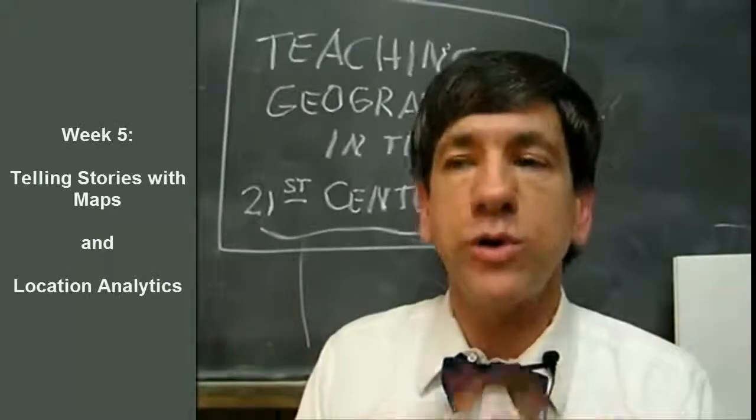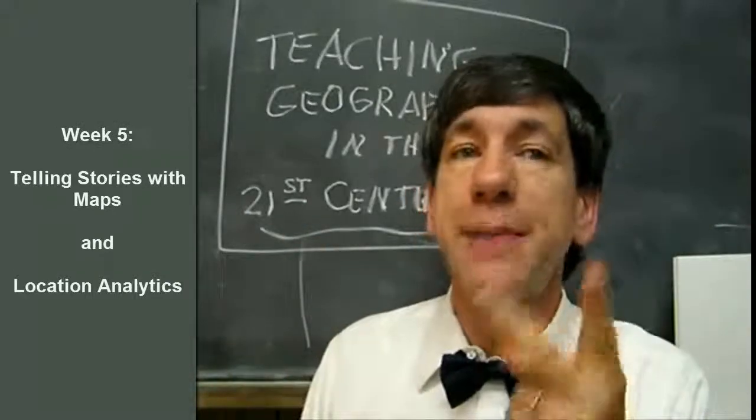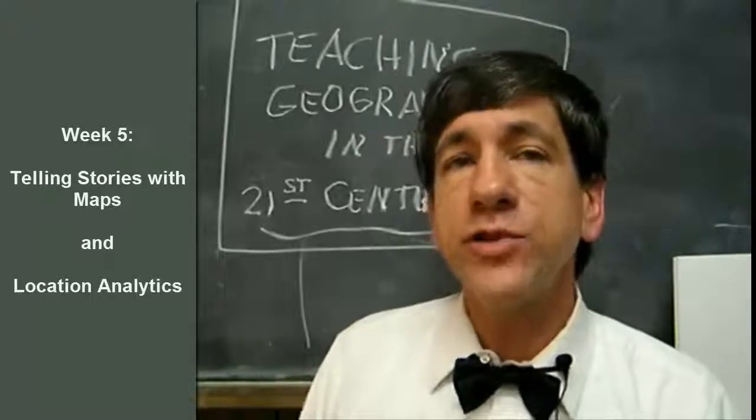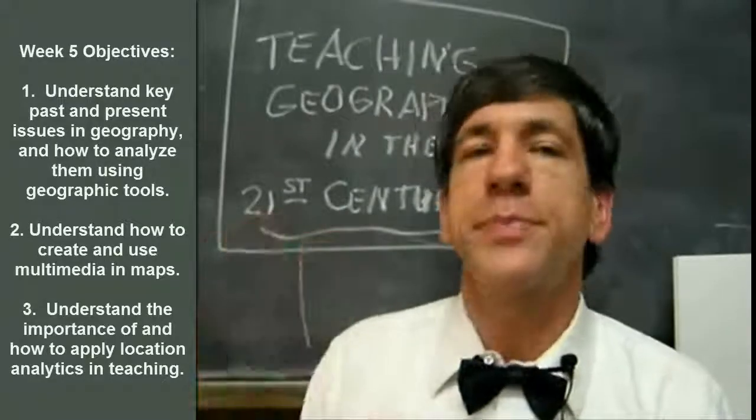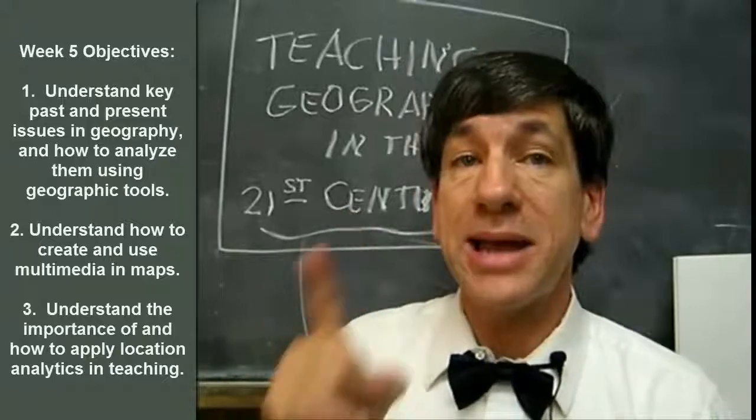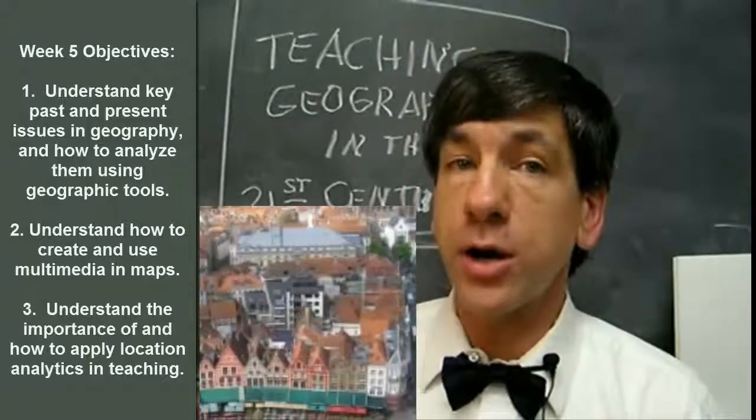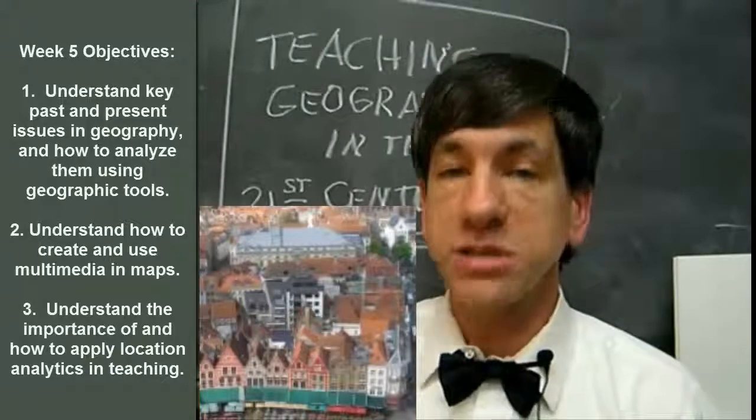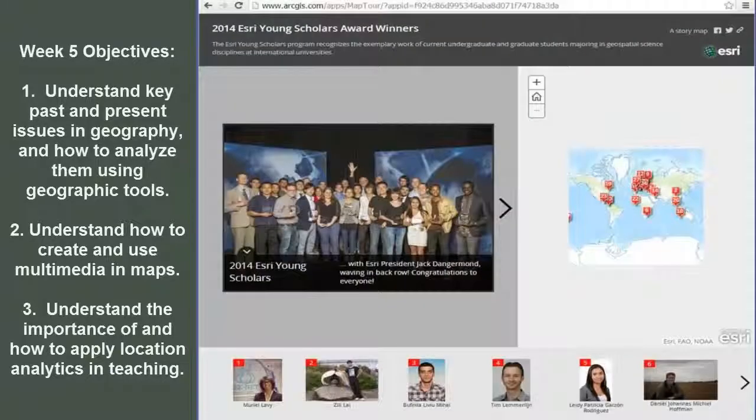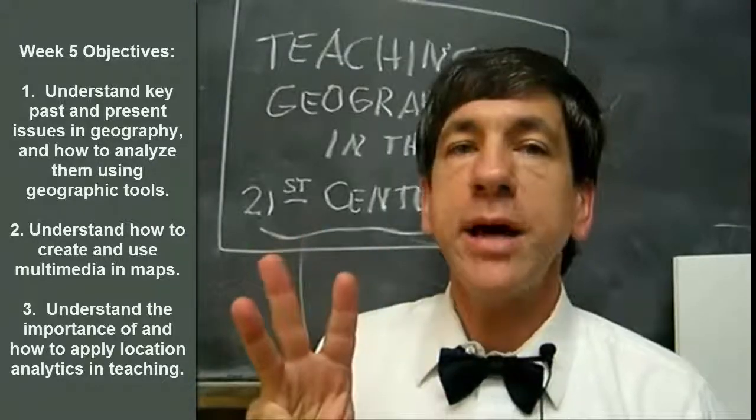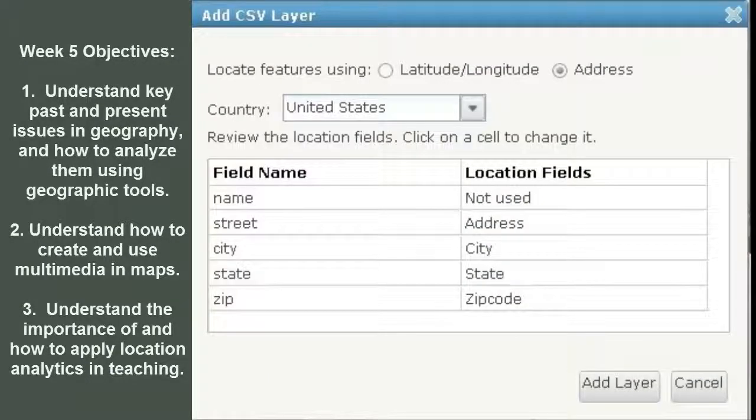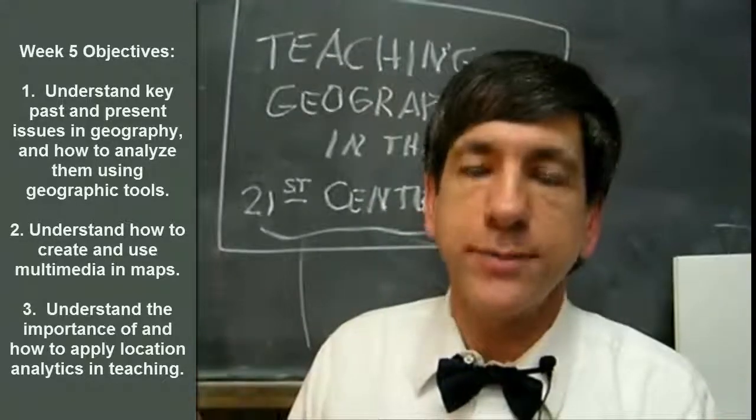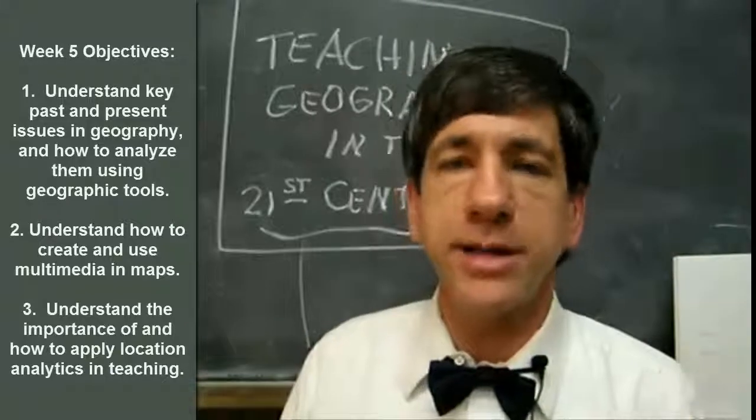The 5th module, or 5th week of the course, is telling stories with maps and also location analytics. First of all, our module objectives. We've got 3 of them. Understand some key wheres, whys, and hows of selected issues, past and present, in geography, and how to analyze them using geographic tools. Number 2, understand how to create and use multimedia in maps, including pop-ups and story maps. 3, understand the importance of and how to apply location analytics in teaching. Location analytics is a way of applying economic and business geography. So business locations, looking at target markets, and so on.